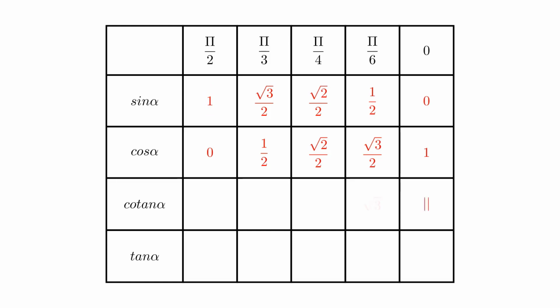The value of cotangent is obtained by dividing cosine by sine. Note that cotangent is undefined at 0 angle, as sine of 0 is 0. The value of tangent is obtained by dividing sine by cosine. Tangent is undefined at angle pi over 2, as cosine of pi over 2 is 0.